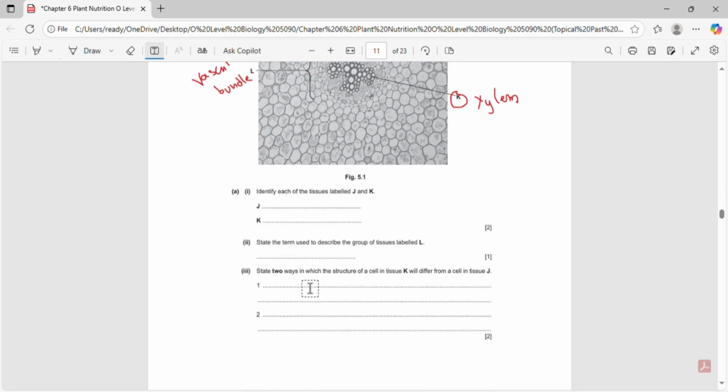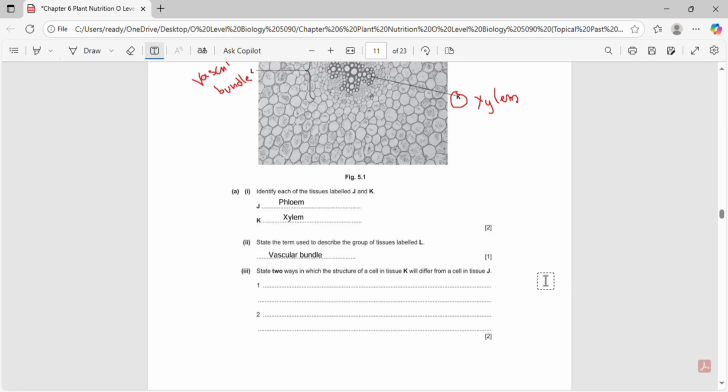The next part of the question asks us to identify each of the tissues labeled J and K. Now we already know this. J is phloem, whereas K is xylem, so we will write both clearly in our answer to get the full 2 marks. Then the next part of the question says, state the term used to describe the group of tissues labeled L. And we know that L is the vascular bundle here.